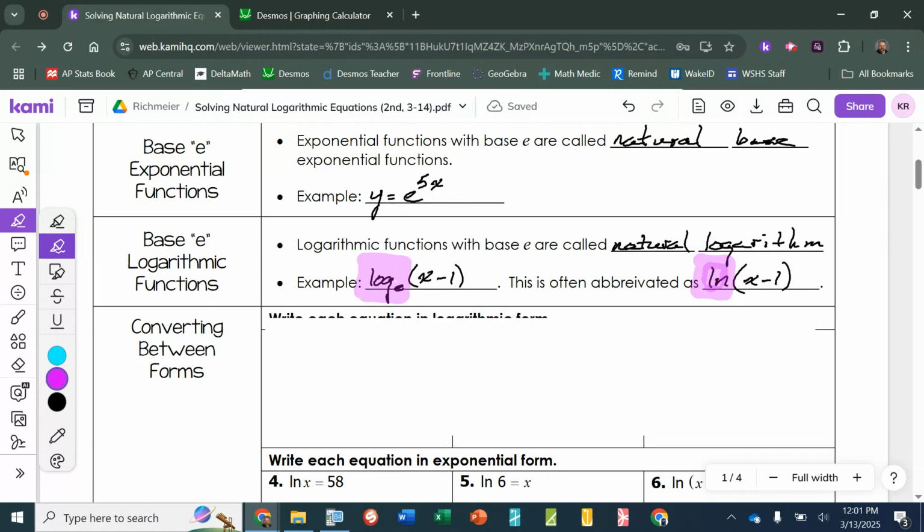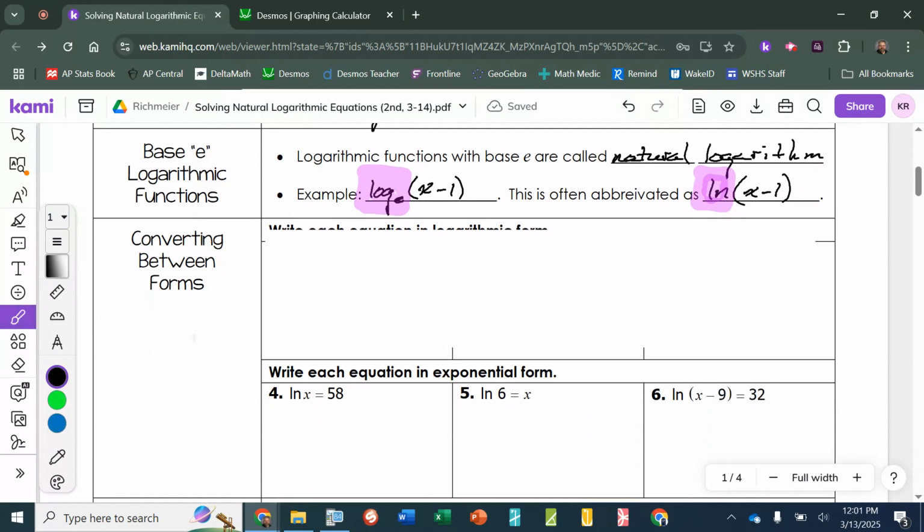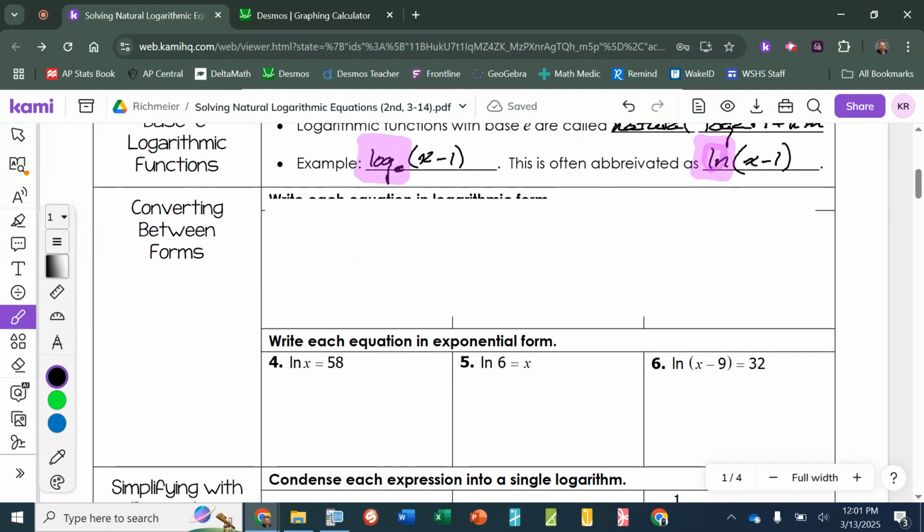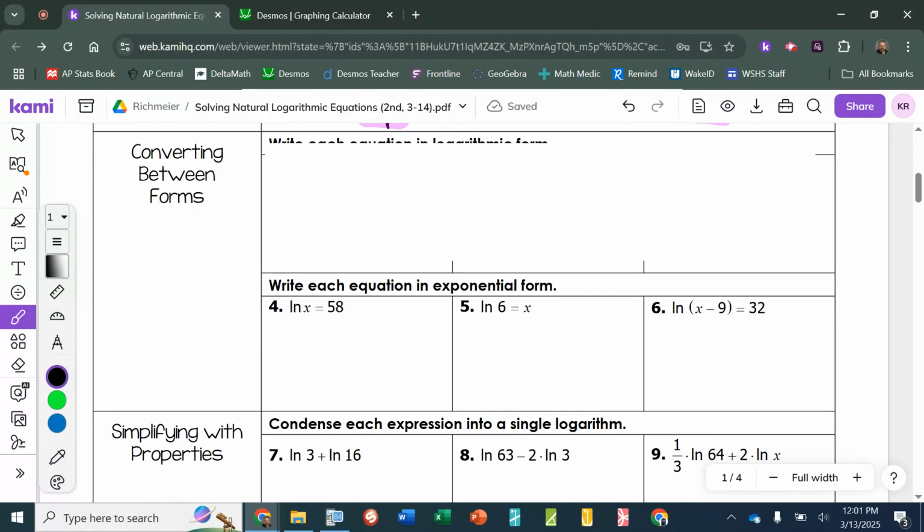Now, this lesson actually had notes for converting between exponential form and logarithmic form. We're not going to worry about that, because we're going to be solving logarithmic equations, and certain forms of them will require us to rewrite them in exponential form. So we're skipping over that bit at the top and jumping right to number 4, because those would have been the first 3. We're going to write each equation in exponential form.